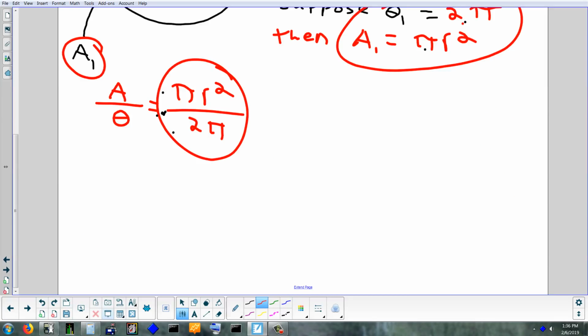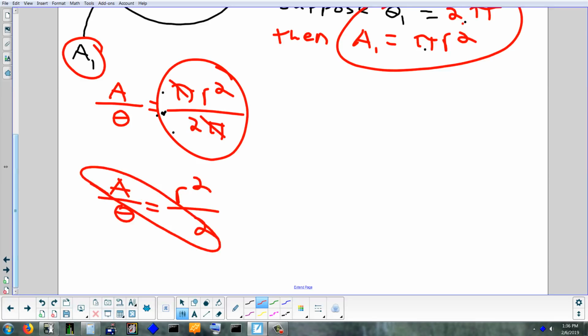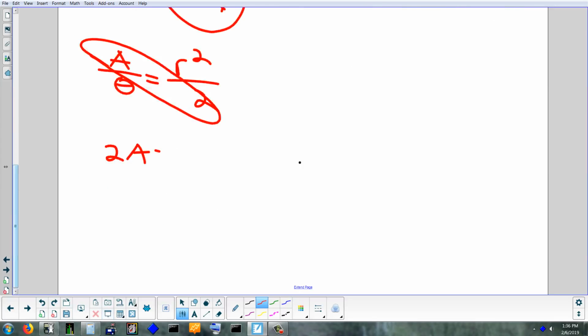In the part that I circled, is there anything I can do before I cross multiply? Cancel the pi. Yep, I've got a pi in the top, pi in the bottom. So the pi is gone. So now I just have this. And now I'm going to cross multiply. A times 2, which we normally write as 2A. Equals theta times r squared, or r squared times theta. I think the book puts it in that order. R squared times theta.